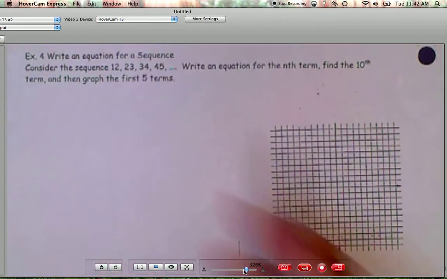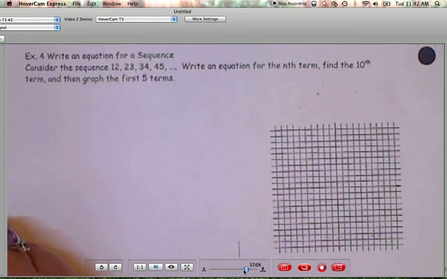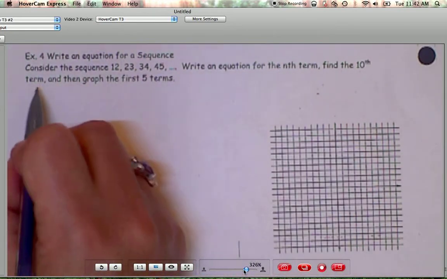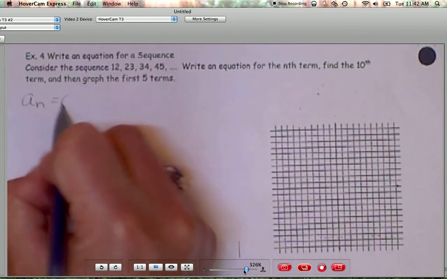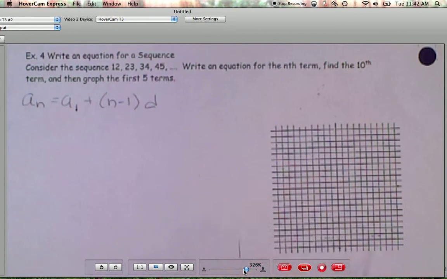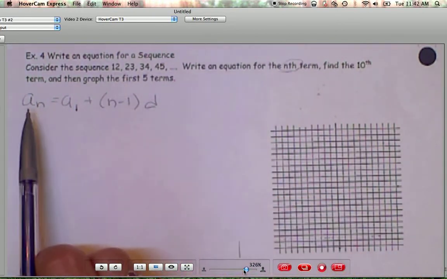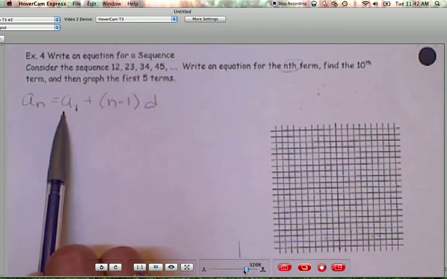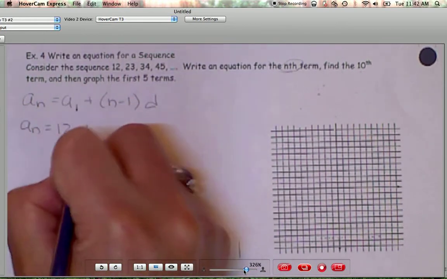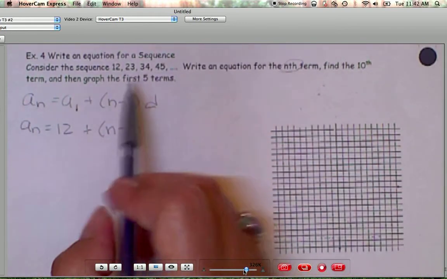So what do we know? We don't know what the n is. So a sub n, we're going to use our formula, a sub n equals a sub 1 plus n minus 1 times d. Since we're going for a generic nth term, the n's will stay this time. We can still find the first term, which is 12. The n minus 1 will have to stay, and we can still find the common difference.